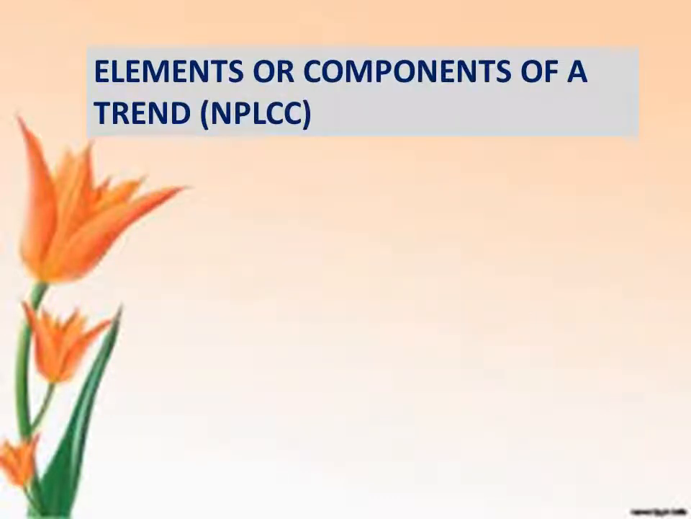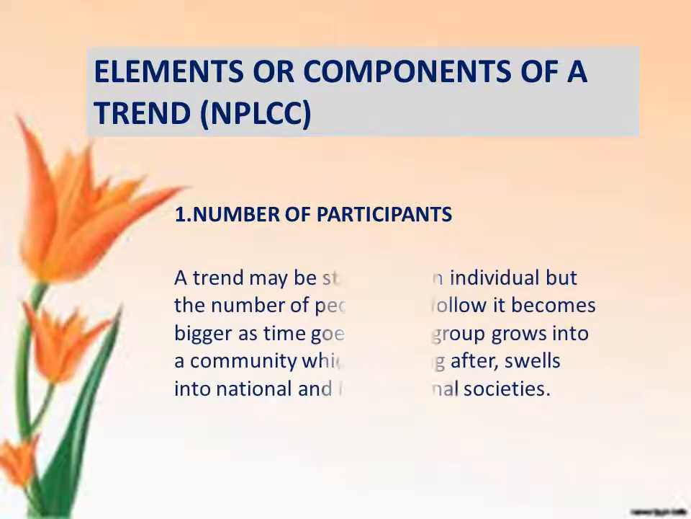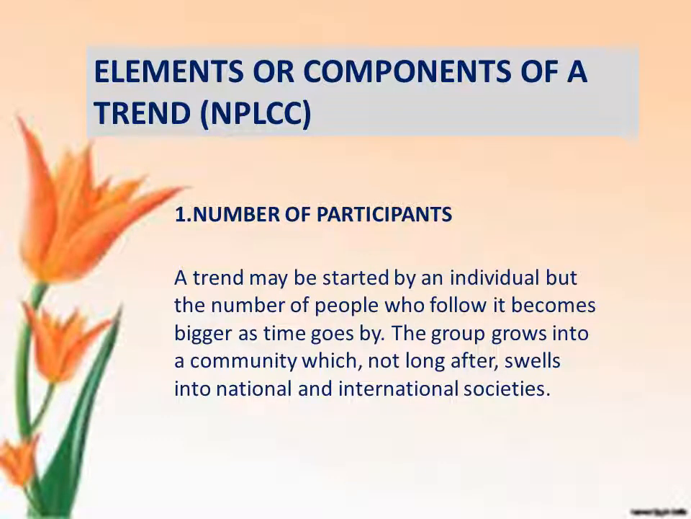So we have here the elements and components of a trend. Number 1. The number of participants. A trend may be started by an individual, but the number of people who follow it becomes bigger as time goes by. The group grows into a community, which not long after swells into national and international societies.